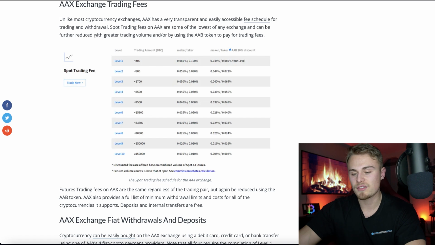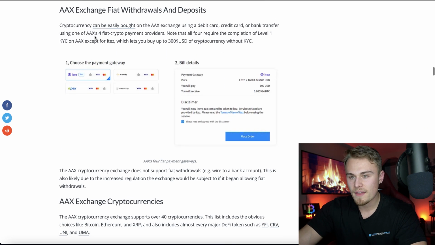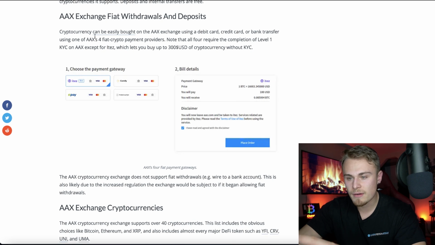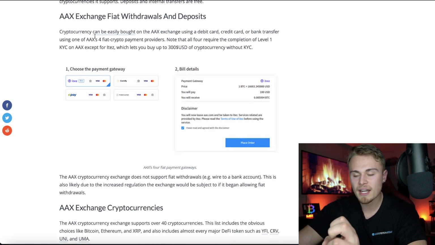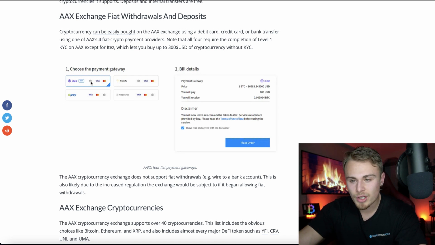That's also very interesting for some of the big crypto hodlers and traders that we know of right now. They also have the fiat withdrawals, which is very interesting as well. Granted, I feel like some of this is definitely easier for the people outside of the US because I haven't heard of these payment gateways, but maybe some of you guys have.